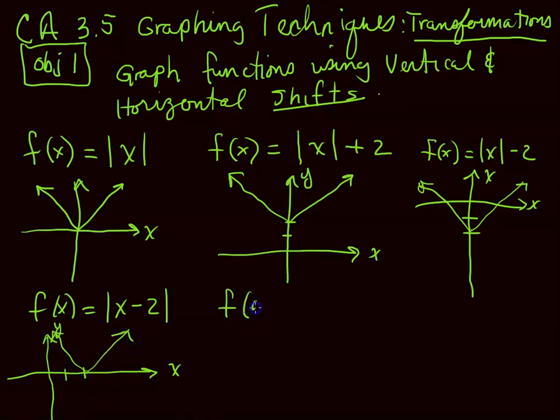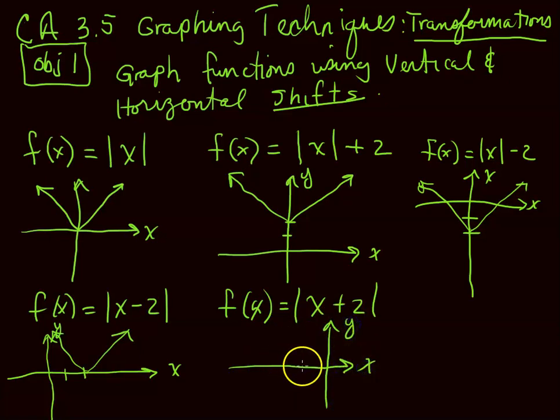So if that function, f of x, is equal to the absolute value of x plus 2, because it's inside the function, we're going to move to the left 2. So just remember, inside, opposite. Adding and subtracting will be a movement left or right, up or down, but doesn't change the shape of your function. That works with any function, not just absolute value, but any of our common functions.